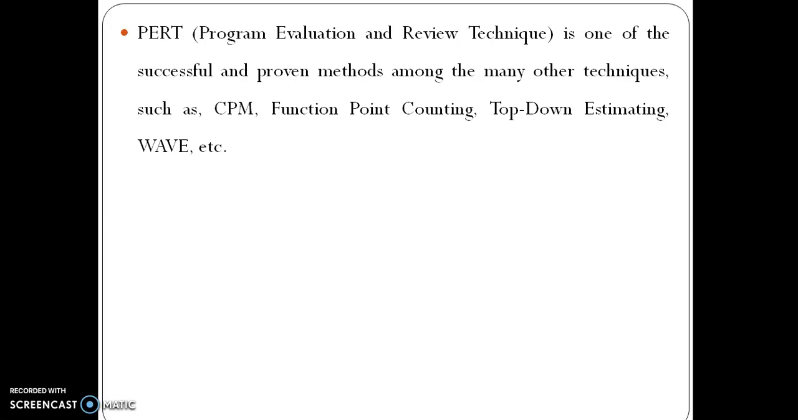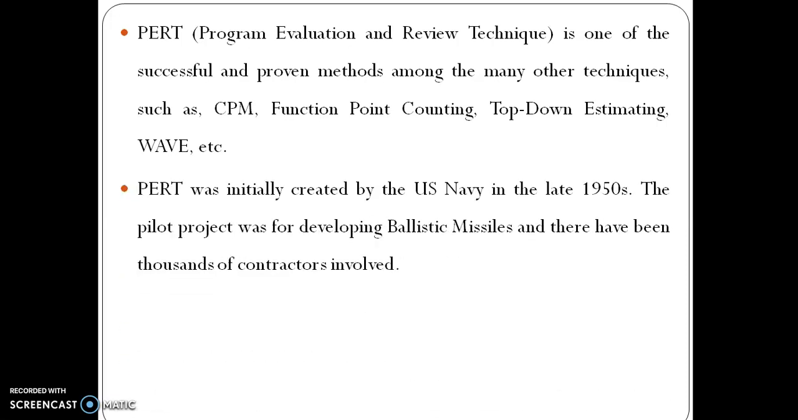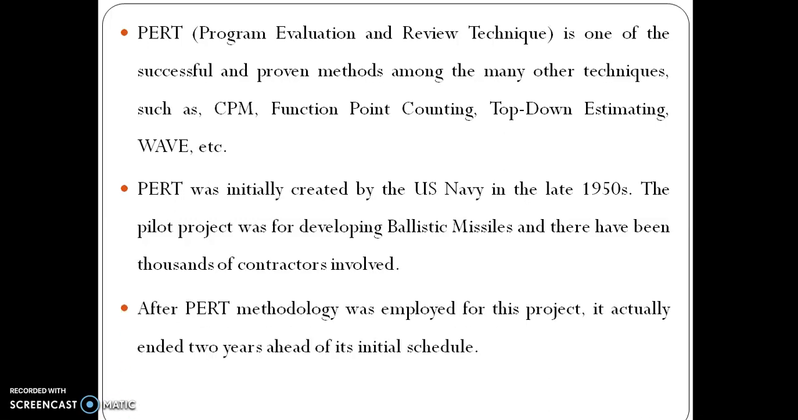PERT, Program Evaluation and Review Technique, is one of the successful and proven methods among the many other techniques such as CPM, function point counting, top-down estimating, and so on. PERT was initially created by the US Navy in the late 1950s. The pilot project was for developing ballistic missiles, and thousands of contractors were involved. After the PERT methodology was employed for this project, it actually ended 2 years ahead of its initial schedule.